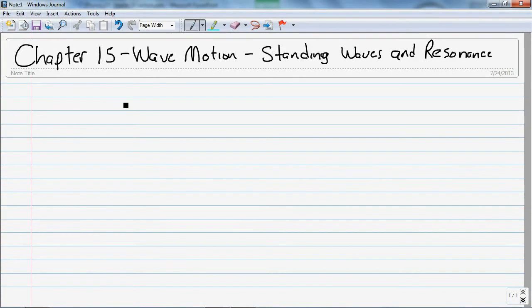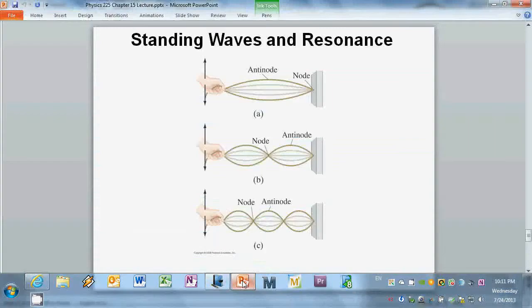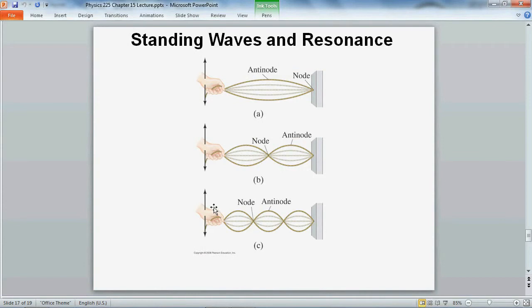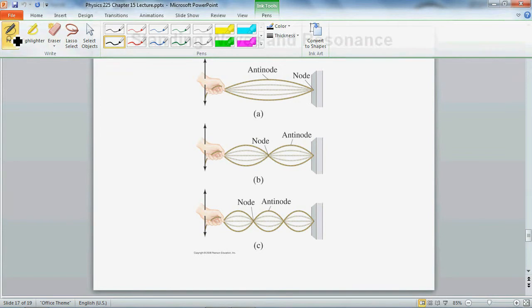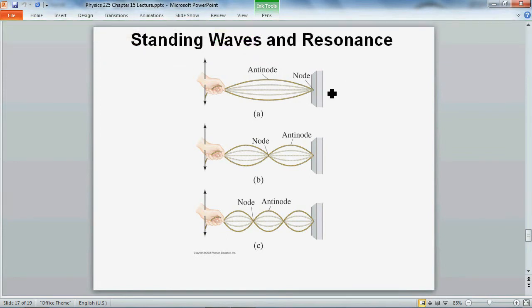Our last topic for this chapter is standing waves and resonance. So let's get a picture of what we're talking about as far as a standing wave. If we look at this picture, we have a string that is connected to a fixed end, and on the other side we're producing some type of up and down action at some frequency. Then it produces a wave.